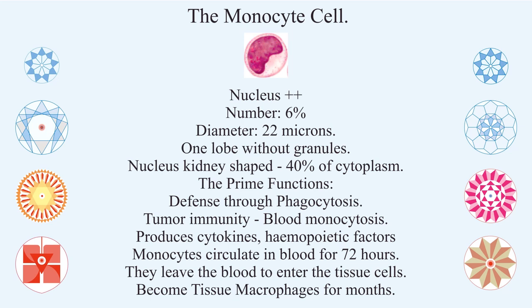Nucleus kidney shaped, 40% of the cytoplasm. Prime function, defense through phagocytosis. Again, it is phagocytosis. Tumor immunity, blood monocytosis, produces cytokines, hemopoietic factors. Monocytes circulate in blood for 72 hours. They leave the blood to enter the tissues and become tissue macrophages for months together. And they can be used as different cells in different ways over a period. That's the beauty of monocyte.